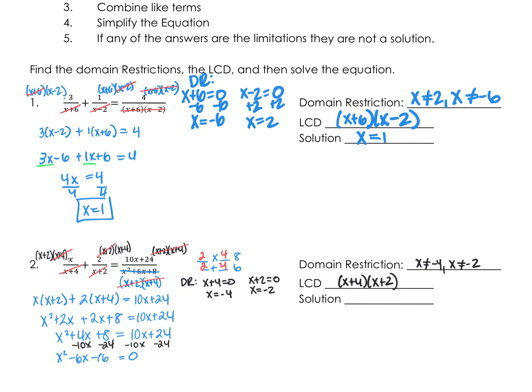And now that this equals 0, you're going to want to factor that. So look for two numbers that multiply together to get negative 16, and add together to get negative 6, and go ahead and factor that. So I'll give you a minute to think about that.